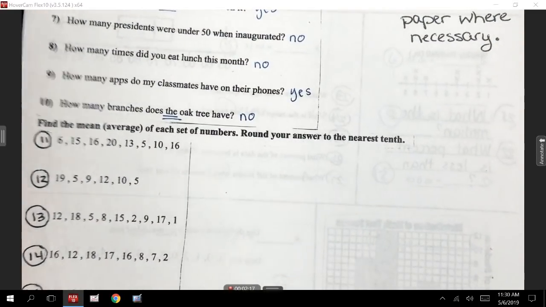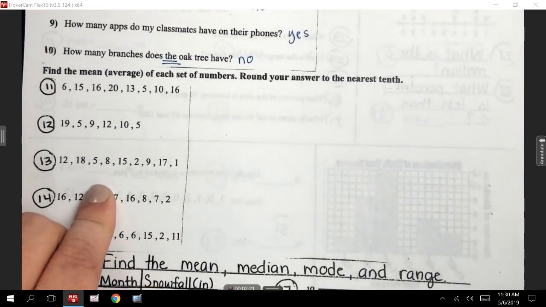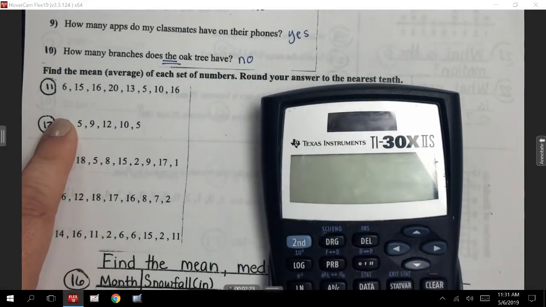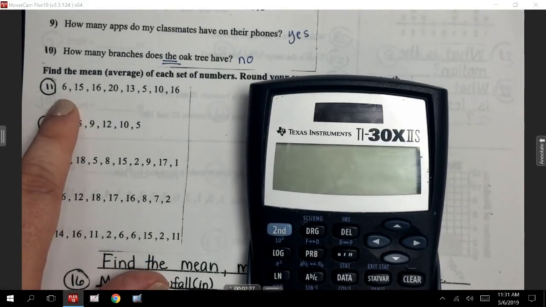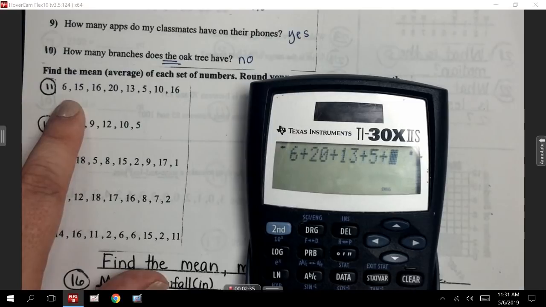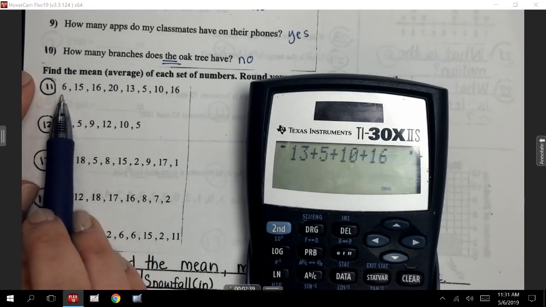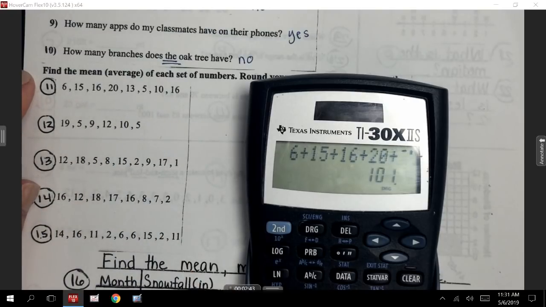All right. The next ones are finding the mean. And it says to round to the nearest tenth. So for number 11, this would be a calculator problem that we could use. So we're going to do 6 plus 15 plus 16 plus 20 plus 13 plus 5 plus 10 plus 16. Since it's just asking me the one thing, I'm just adding them all. 1, 2, 3, 4, 5, 6, 7, 8. Why do I need to know how many there are? Braden?